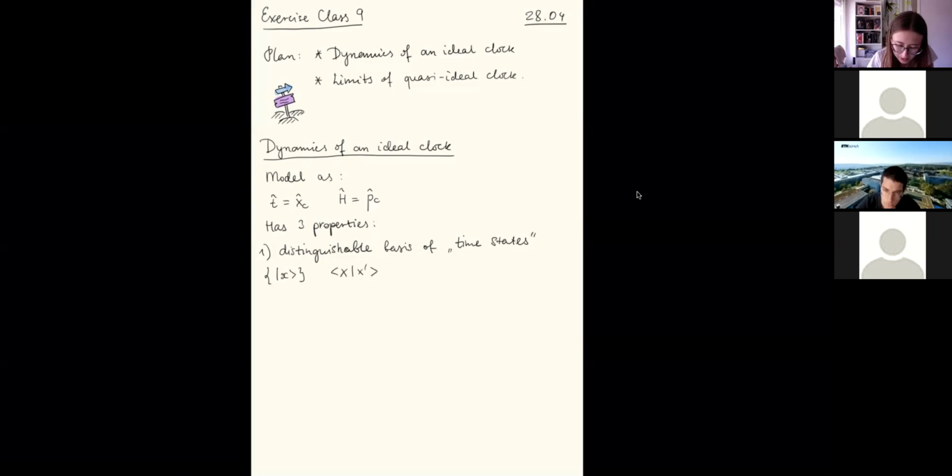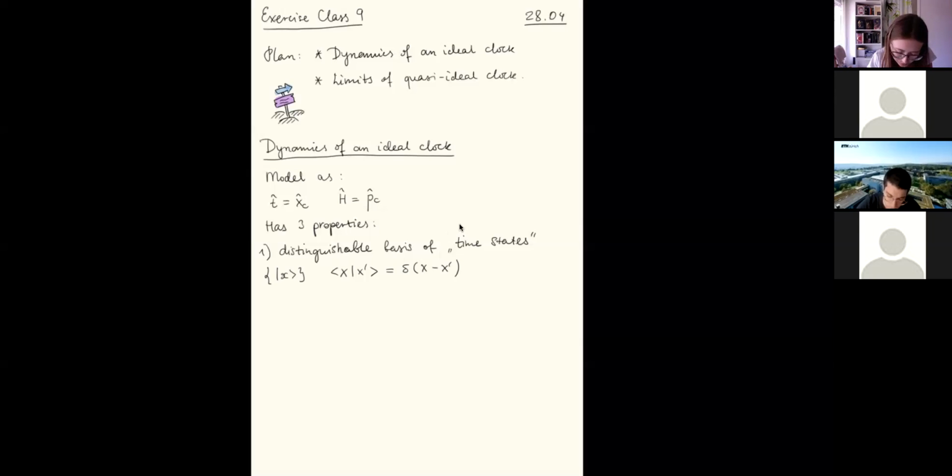Distinguishable in the sense that if you take the scalar product, or overlap, of two states of this basis, x and x prime, they give you the delta function. So they are zero for all states for which x is not equal to x prime.